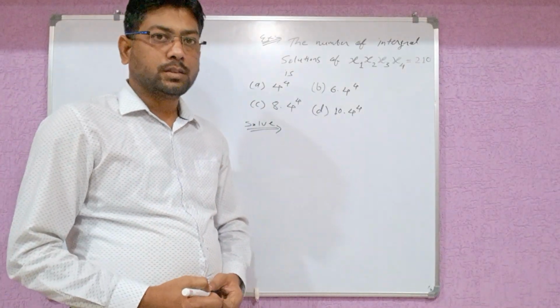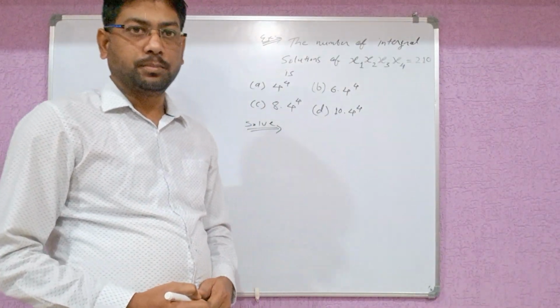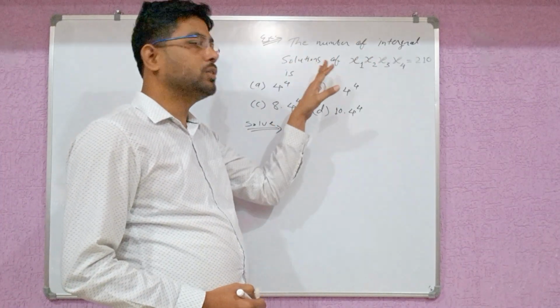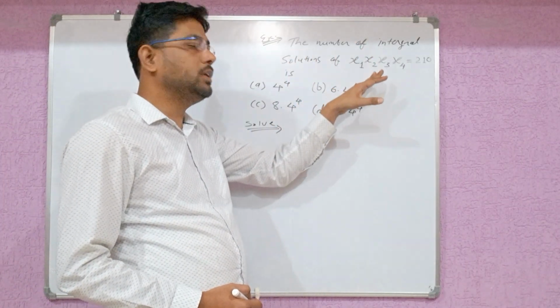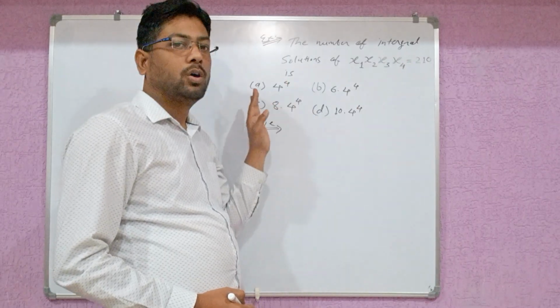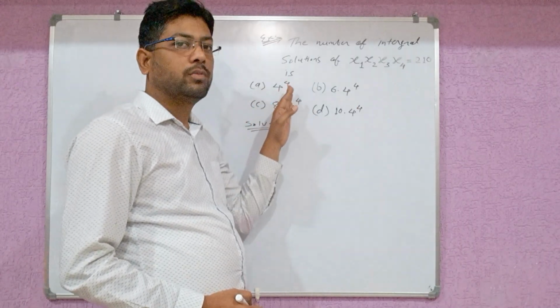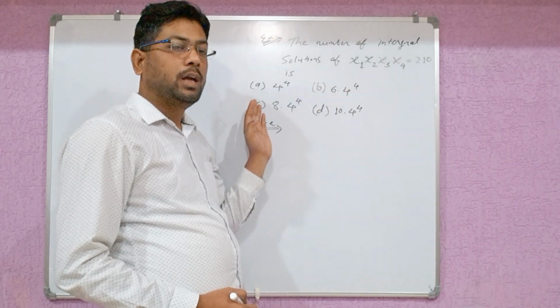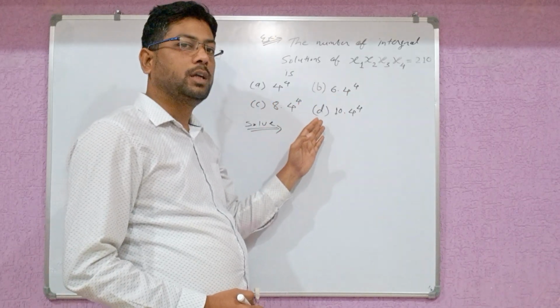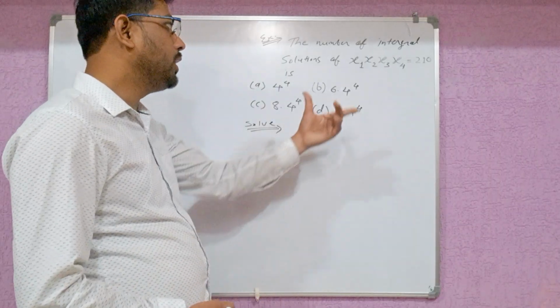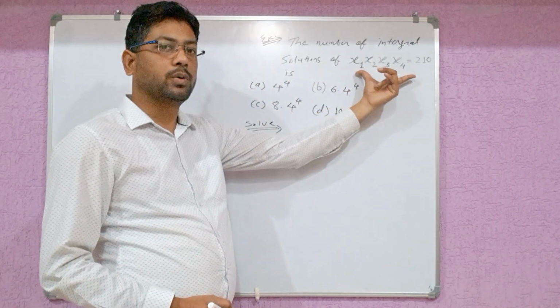Now we will discuss some questions based on different concepts. So our first question is: the number of integral solutions of x1 into x2 into x3 into x4 is equal to 210 is? Option A is 4 raised to power 4, option B is 6 into 4 raised to power 4, option C is 8 into 4 raised to power 4 and option D is 10 into 4 raised to power 4. So here we have to find out the number of integral solutions of this equation.